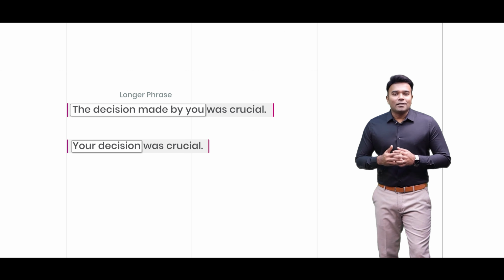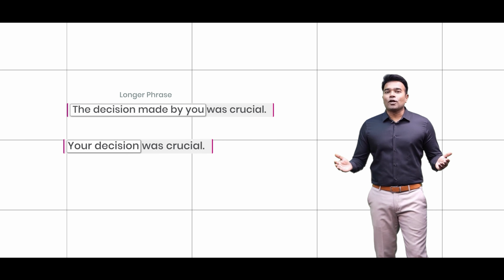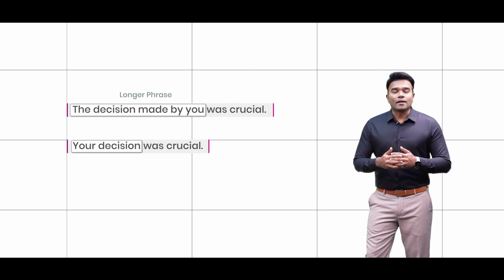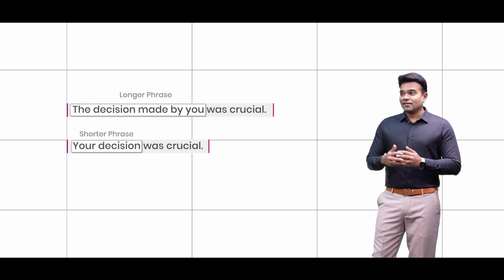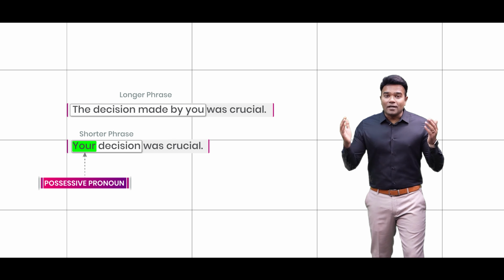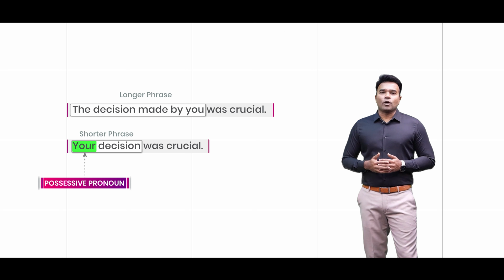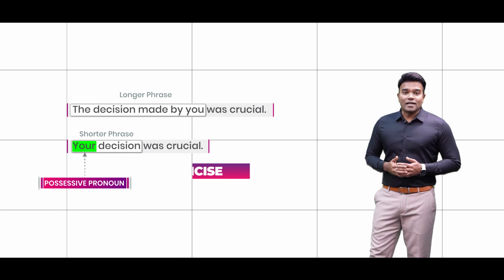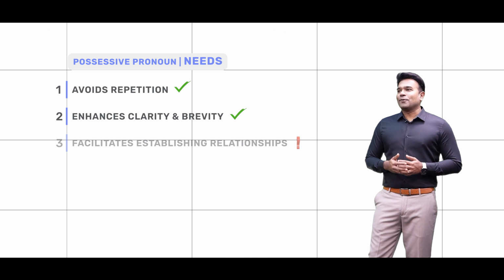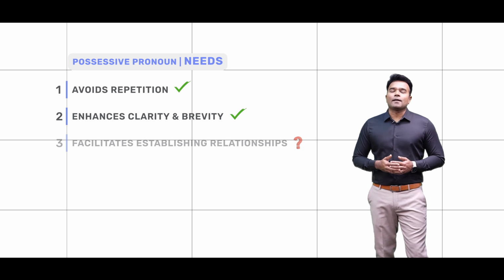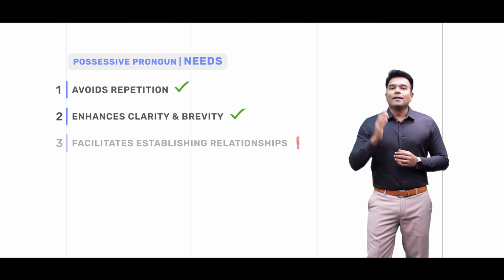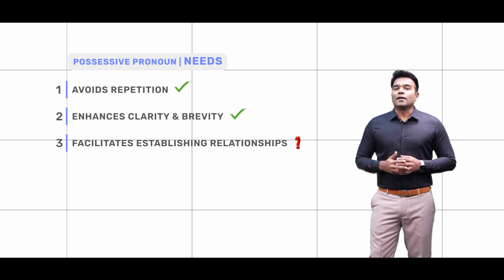And now, the sentence, your decision was crucial, definitely is a sentence which is impactful, meaningful, and also brief. And in this shorter phrase, the word your happens to be the possessive pronoun. In fact, it is the introduction of this word your that is making the sentence concise, simple, and easier to understand. So, all said and done, I'm sure now you can understand that possessive pronouns indeed enhance clarity and make sentences brief. But then, what about this third point?